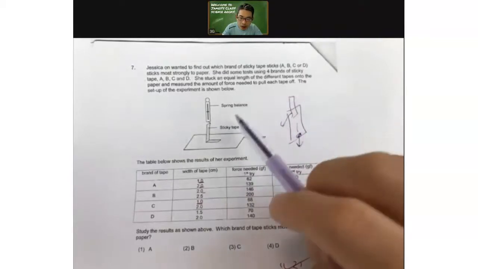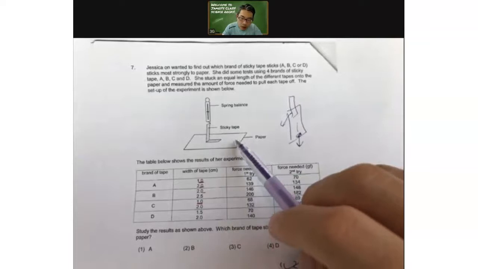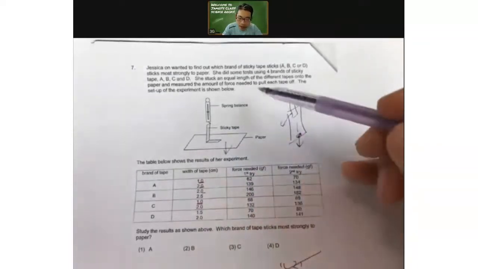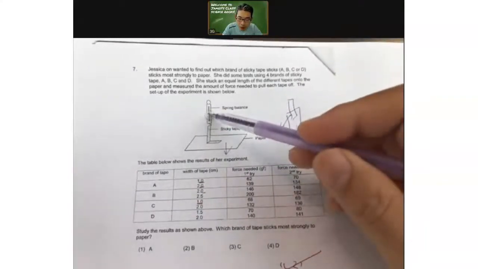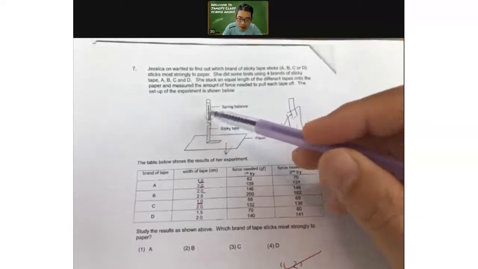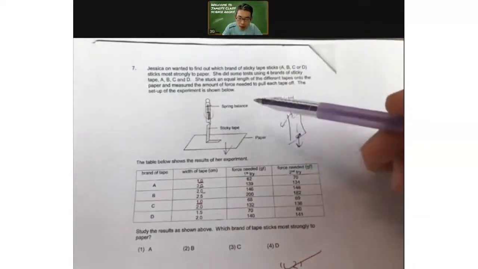The setup is shown here. So we're trying to use the downward force on this to pull the sticky tape off. And they measure the force using the spring balance. The more the spring balance moves down, right, this is the marker, this here is at 0, then the more force is required to pull it.